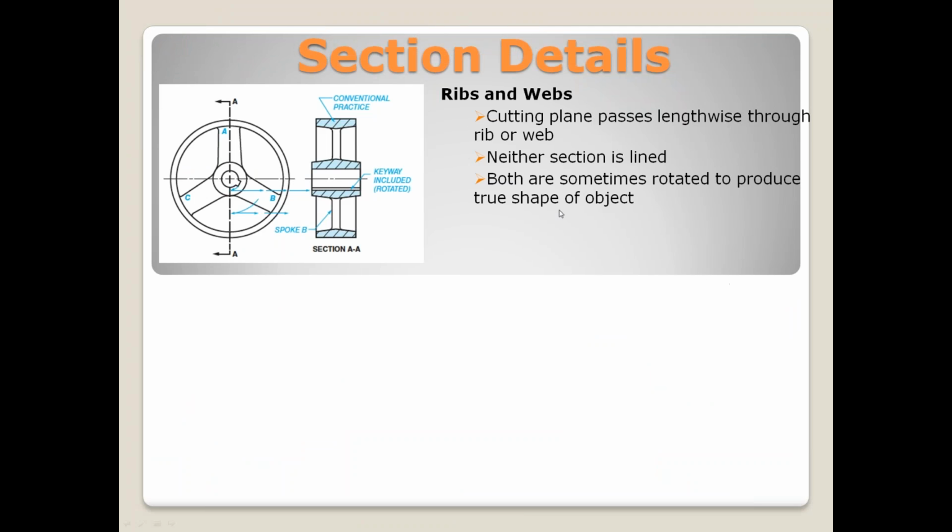Section detail, ribs and webs. You have ribs here, and ribs or the webs. And to show these ribs and webs in detail, the cutting plane passes through ribs and web, and neither is section lined. You don't want to draw section lines in them. Both are sometimes rotated to produce the true shape of the object.